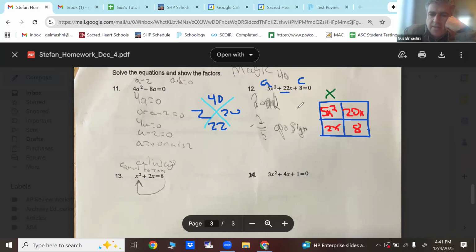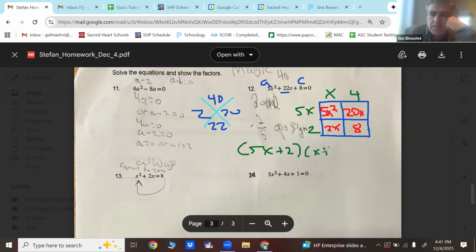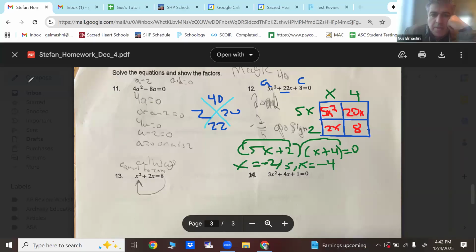And then that's X, that's 5X, that's 4, and that's 2. So there you go. Because if X is -4, it makes this 0. If X is -2, it makes that 0. Okay, let's keep going here.